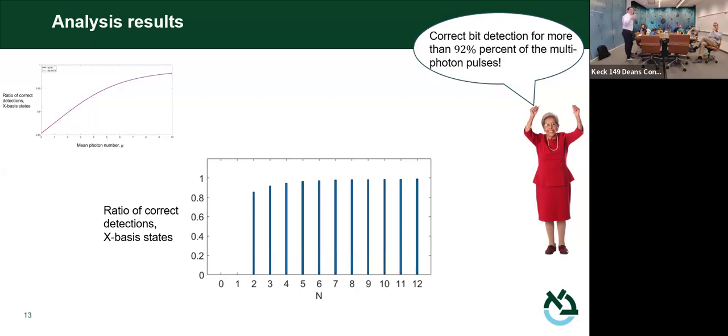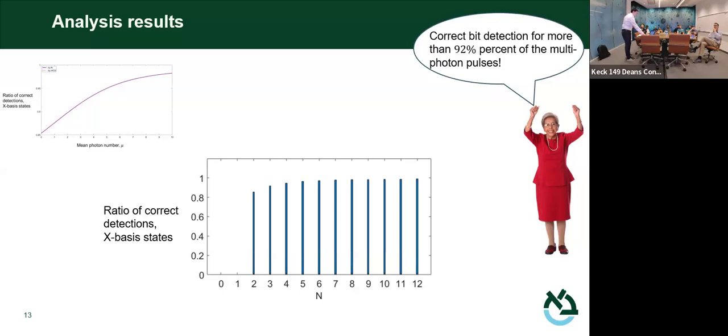Okay, so basically what we see is that as the number of photons increases, the ratio of correct detection increases, and that is expected because the single photon that was reflected to Bob has a very negligible effect on the state that Eve gets when the number of photons is very high. Okay, but for n equal 2, we get the lowest ratio of correct detections, and it's above 85%.